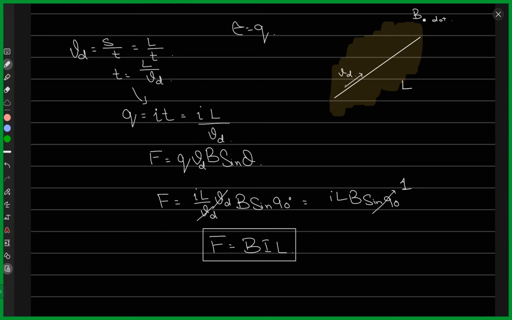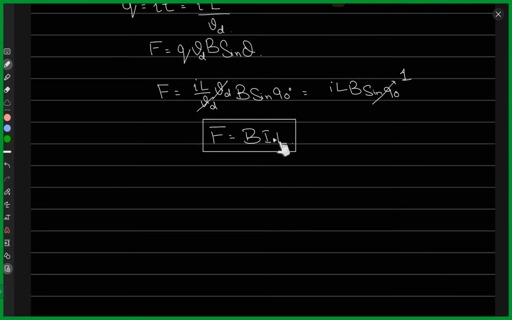Right? So this would mean that the force on our current carrying wire, which is inserted in a uniform magnetic field, is just BIL. This is how we can determine that magnetic force.